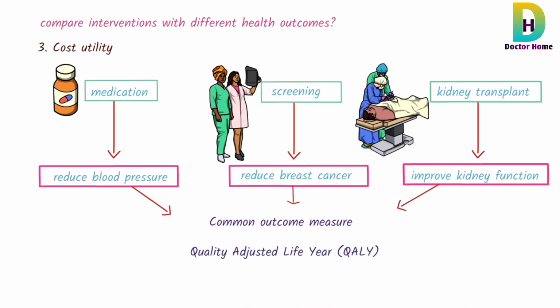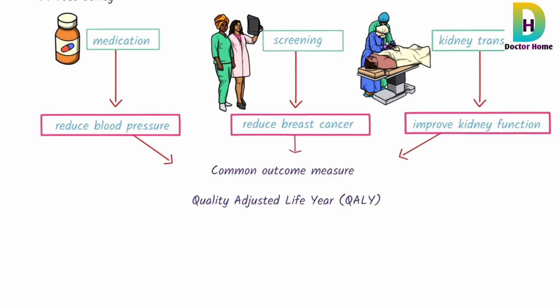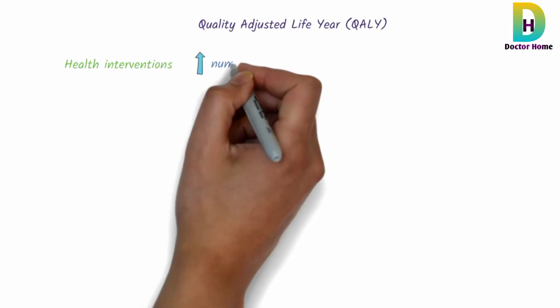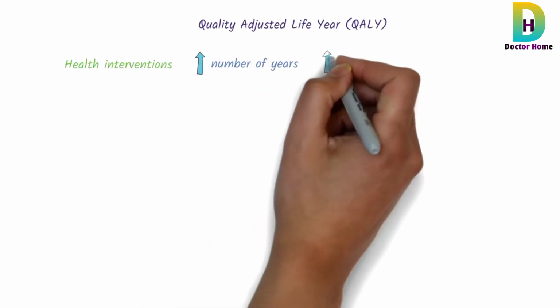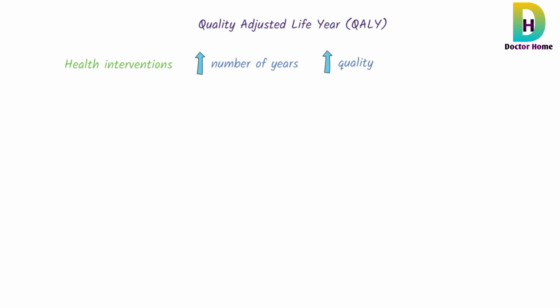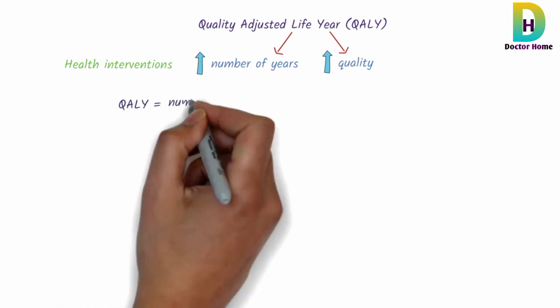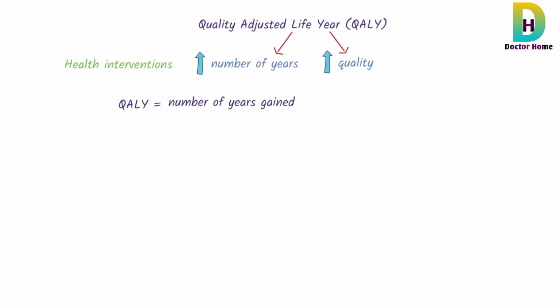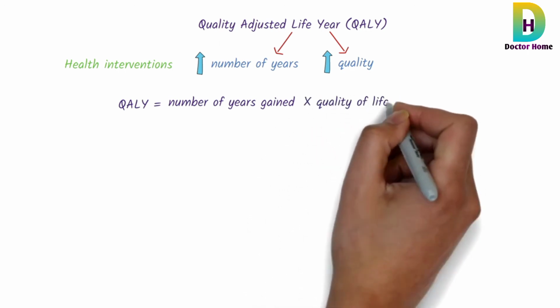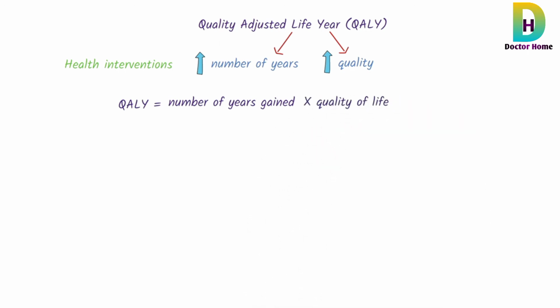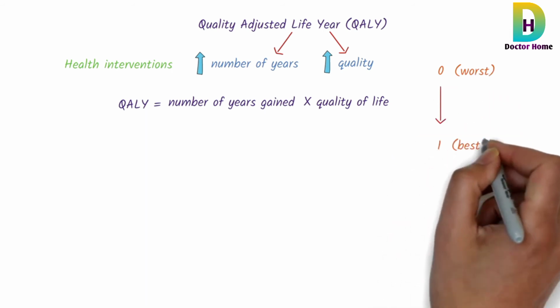Let's have a look at what a QALY is. Health interventions try to prolong a person's life by increasing the number of years a person lives, and they also try to improve the quality of those years lived. A quality-adjusted life year is a combined measure that takes into account both of these aspects. A QALY is calculated by taking the number of extra years gained as a result of the intervention and multiplying it by the quality of life of those extra years. Quality of life is graded from 0 to 1, with 0 being the worst possible health state and 1 being the best possible health state.